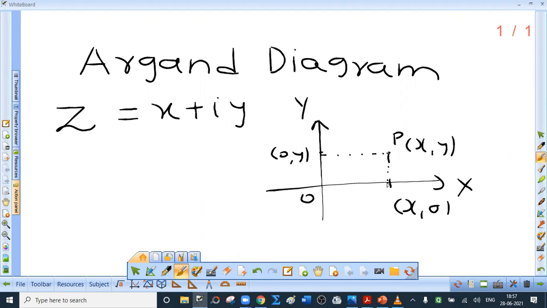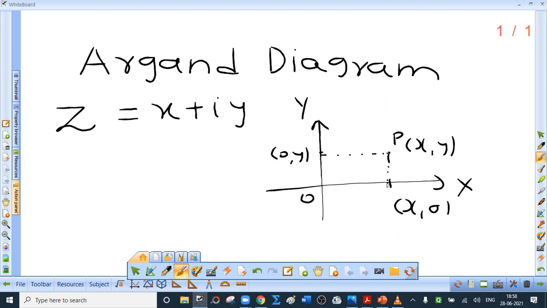Now, as I said, the x-axis is called the axis of reals and the y-axis is called the axis of imaginaries because the imaginary part y is represented on the y-axis. Such a representation of complex numbers by points in a plane is called the Argand diagram or complex plane. I repeat this. Such a representation of complex numbers by points in a plane is called the Argand diagram on the complex plane.